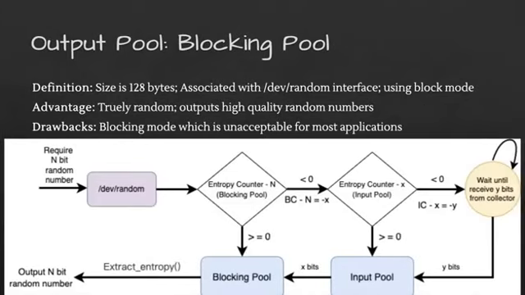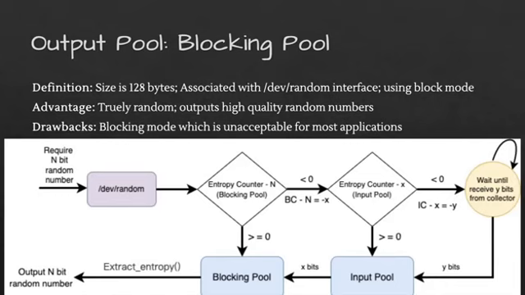Let's get back to our structure. Next, I will talk about the output pools. The first one is the blocking pool. Its size is 128 bytes, and it is associated with the random interface. It is used in blocking mode. The advantage of the blocking pool is that it is truly random, and it outputs high-quality random numbers. However, its drawback is the blocking mode, which is unacceptable for most applications.